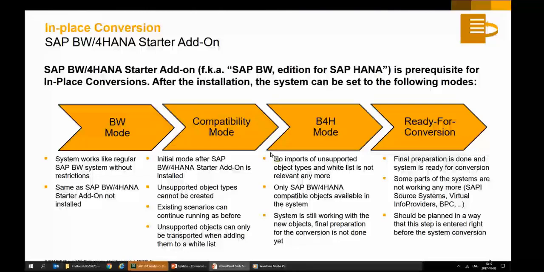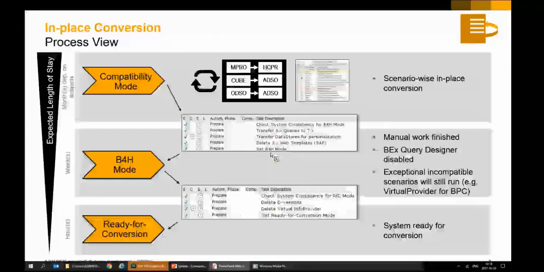The goal is to make all the changes to your data models and data flows during the compatibility mode, and then be able to move the system further forward to the so-called B4H mode. At that time, it runs pretty much the same as BW4HANA, so everything is HANA optimized. You basically have the system ready to do the final step during the go-live weekend, where you would put the system into the ready-for-conversion mode and actually do the switch out of this SAP_BW component and put SAP BW4HANA on your system and go live with this.